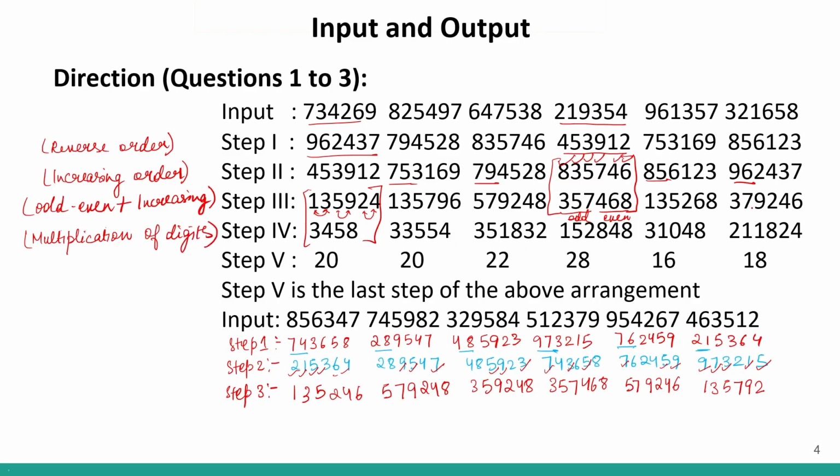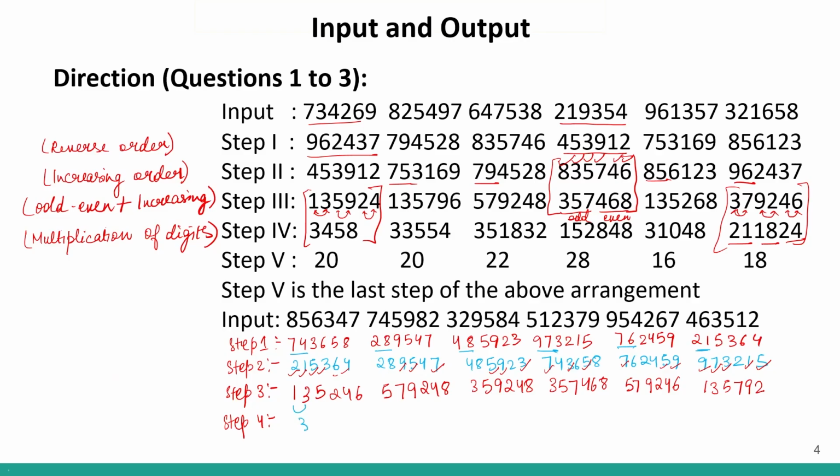So let us check for another random number. Let us take these two numbers. If I multiply 3 and 7, I will get 21. Correct? If I multiply 9 and 2, I'll get 18. Correct? And if I multiply 4 and 6, I will get 24. So this is basically multiplication of adjacent digits. So I will get my step 4 using this logic. Step 4 will be according to this logic. So in step 4, we have multiplication of digits.